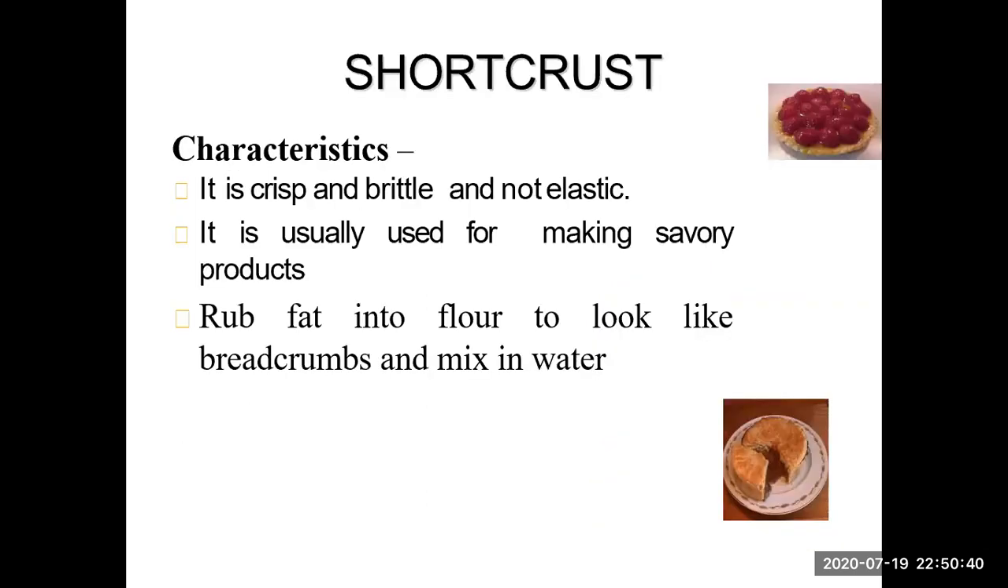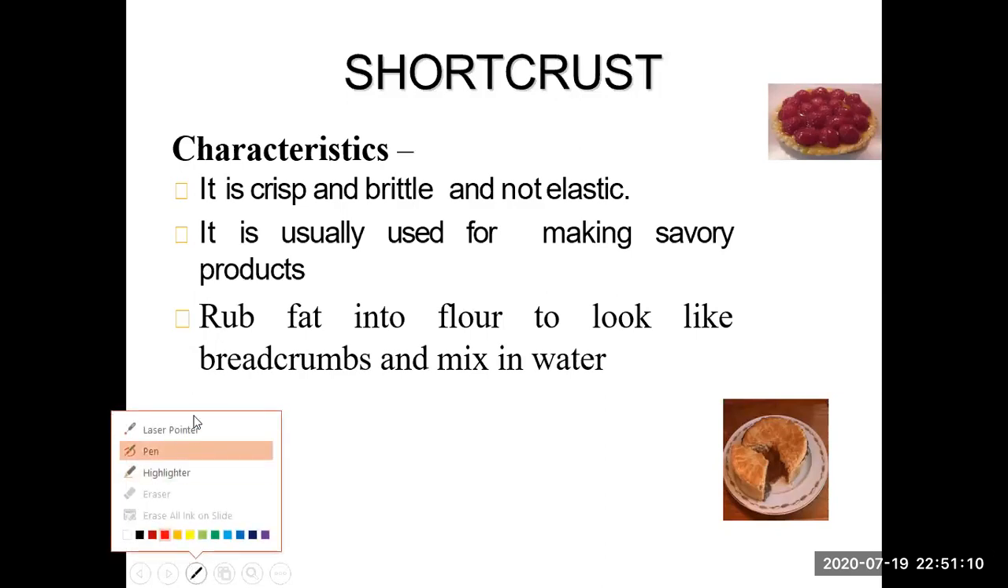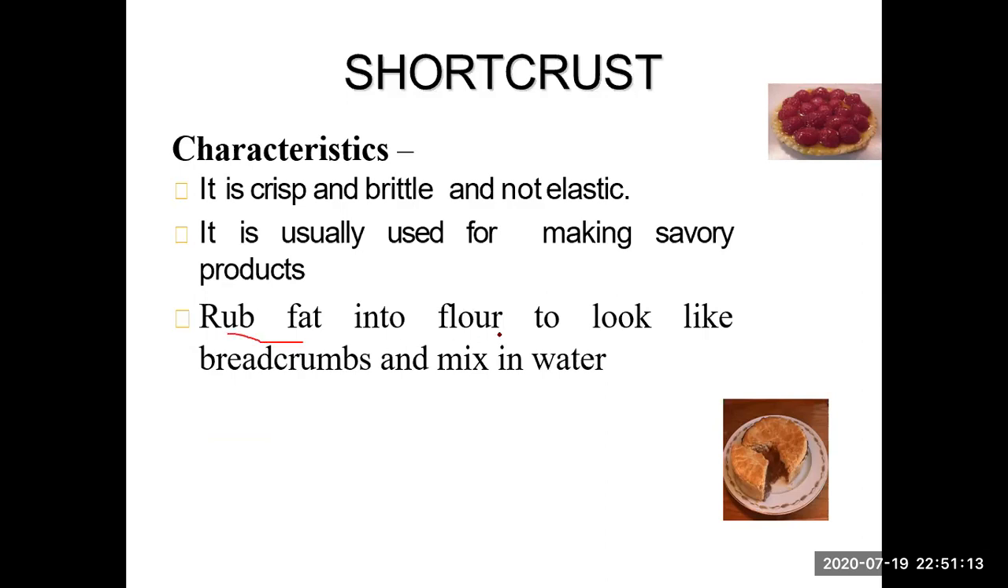These are some pictures of that. Short crust has some characteristics: it is crisp and brittle, and not elastic. Whenever a baked product is crisp and brittle, it is not elastic. It is usually used for making savory products. A common characteristic of short crust is that in preparing the crust, you rub fat into flour until it looks like breadcrumbs, and water is mixed in after that, as we'll learn in our methods.